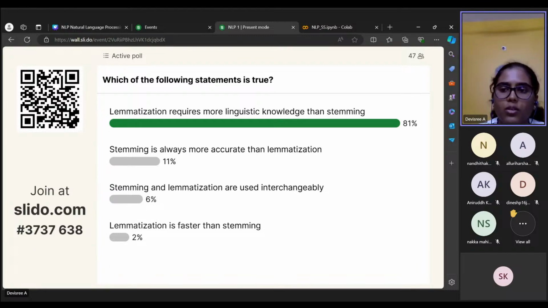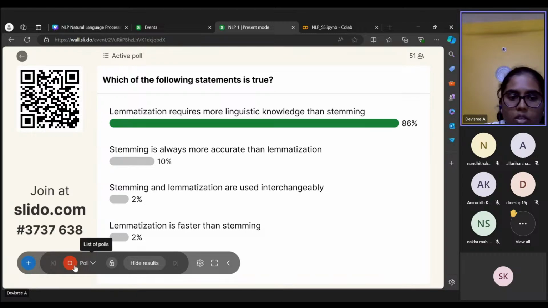As most of you have answered, the first option is correct. Lemmatization requires more linguistic knowledge than stemming because it has to convert it to a more grammatically correct word. The rest of the options are wrong. Stemming is more accurate than lemmatization? No, because stemming outputs a word which might not be grammatically correct as well. Stemming and lemmatization cannot be used interchangeably. They surely have different applications. Lemmatization is faster than stemming? No. Stemming involves simple algorithms to just remove the suffix, so stemming is faster than lemmatization. Okay, I'll be stopping the poll.